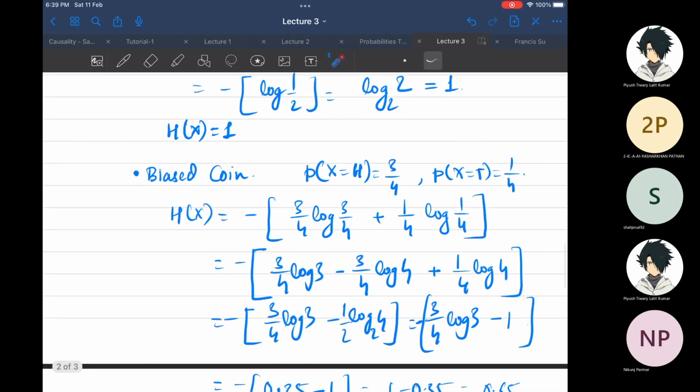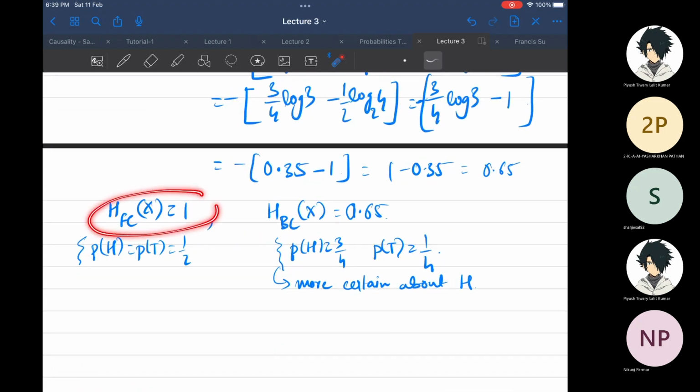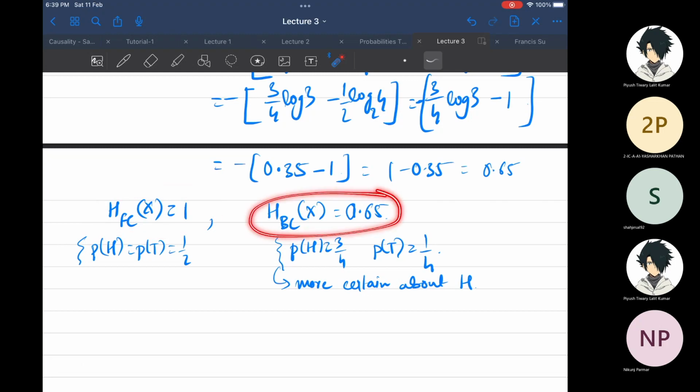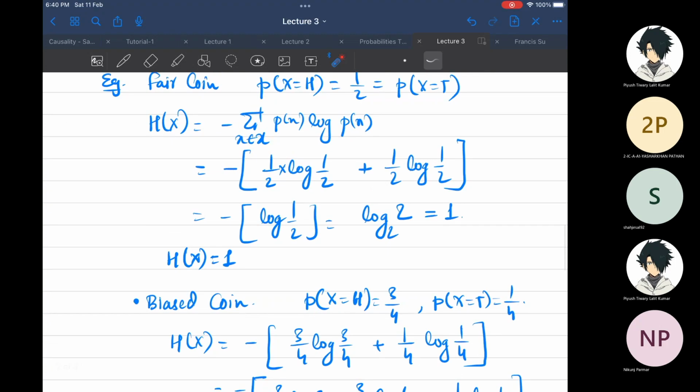So as you can see, the entropy for a fair coin was 1, and the entropy for a biased coin is 0.65. So you can see that the most random system had a high entropy, and a more certain system had a lesser entropy. This is not a formal justification, but nonetheless it is an argument that proves my point that entropy actually helps quantify how random a system is.